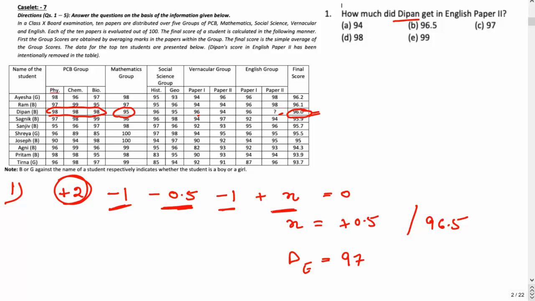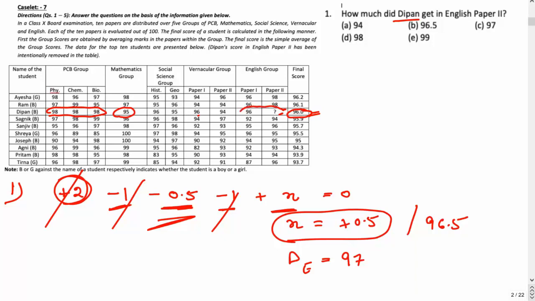This should be equal to 0 because I know that the overall average is 96. So all the deviations should cancel out each other. This will cancel out this, right? What is remaining? This is remaining. So x comes out to be equal to 0.5. The meaning of this is that whatever the average in the English group is, the deviation from 96 should be +0.5. There is only one way: you make the average of the English group 96.5.